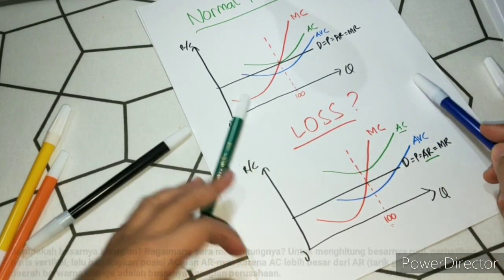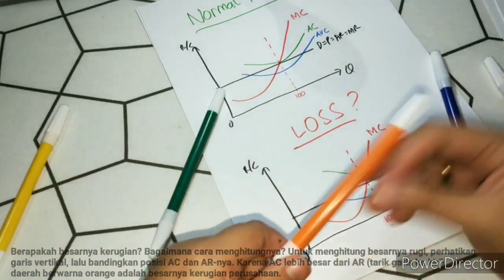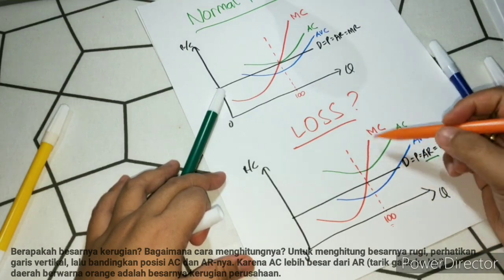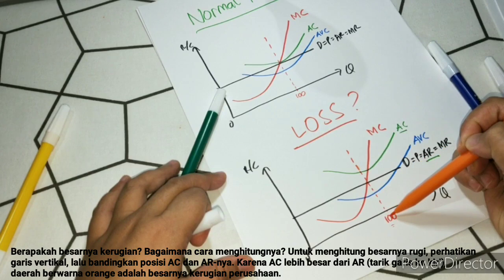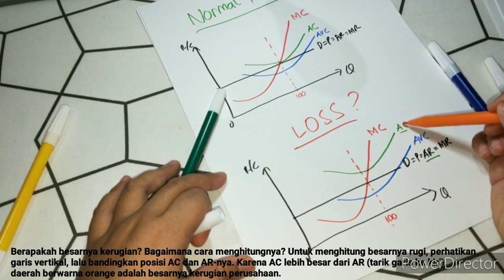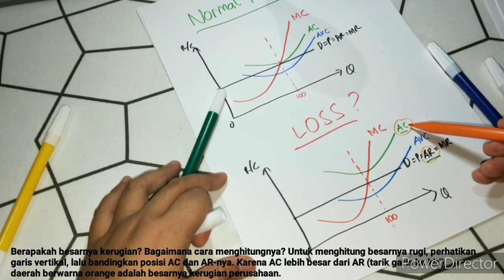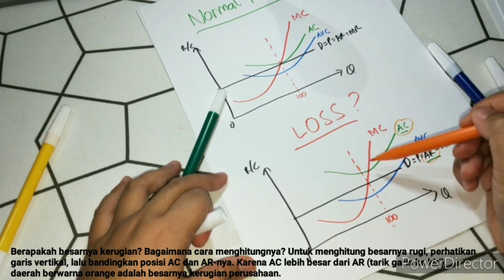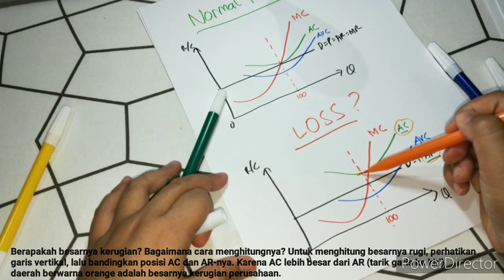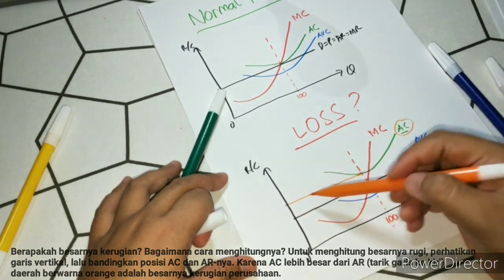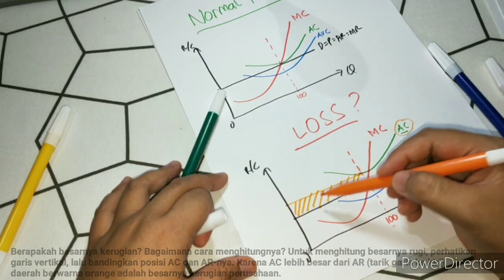And how much is the loss? How to calculate the loss? To calculate the loss, you have to take a look at this vertical line, and you have to compare the average cost with the average revenue, because the average cost is bigger than the average revenue in this one. So you have to draw the graph here. So the orange line here is your loss.